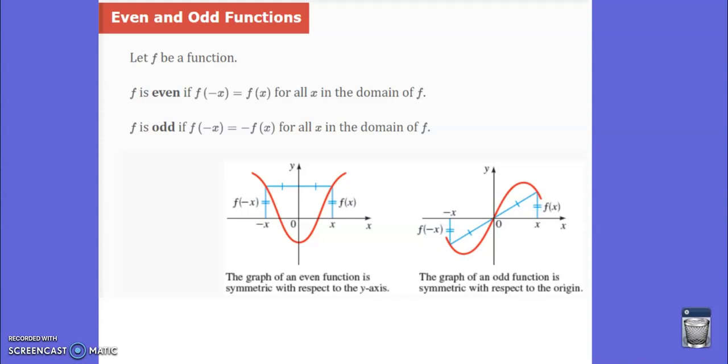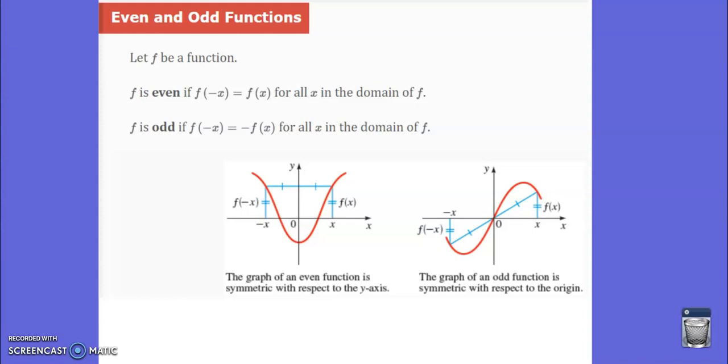This is 2.6 transformations of functions, part 2. If you have not seen part 1, go back and watch part 1. This is the ending part of transformation. This is also talking about labeling functions, and specifically even and odd functions.